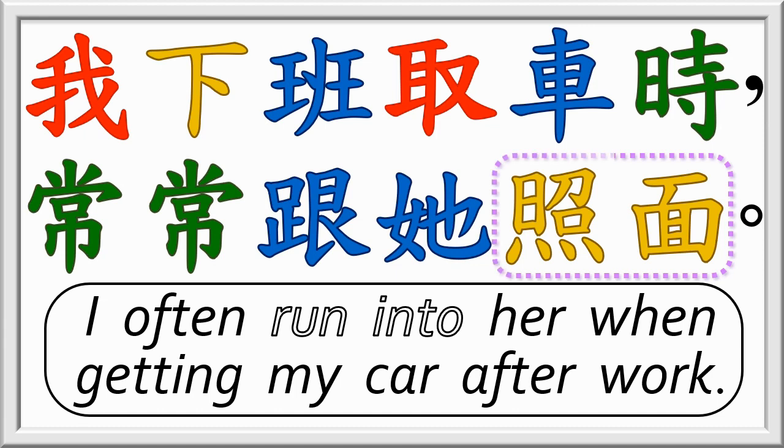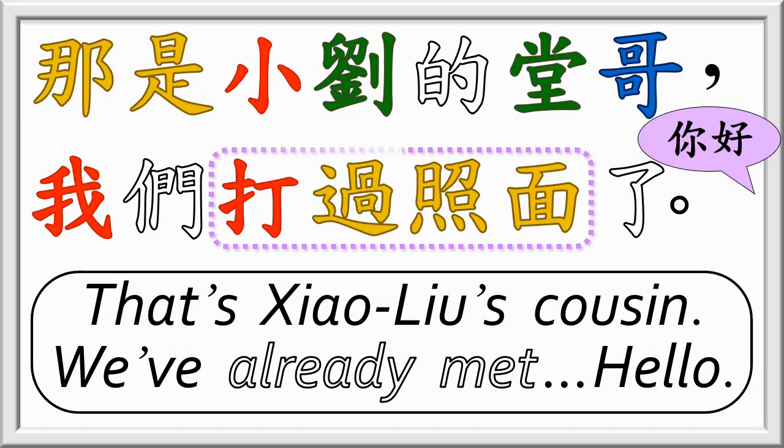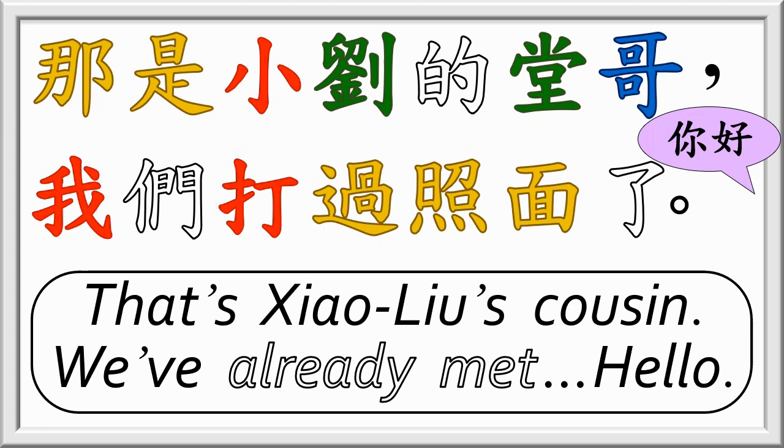我下班取车时，常常跟她照面。I often run into her when getting my car after work. Literally, come face to face with her. 那是小刘的堂哥，我们打过照面了。你好。That's 小刘's cousin. We've already met. Hello. There are 3 people in this situation. Me, my companion, and 小刘's cousin who is approaching.